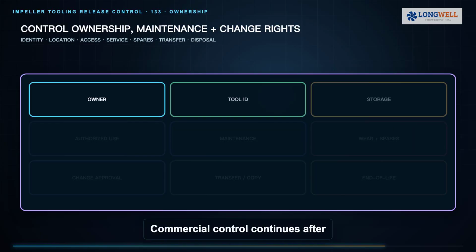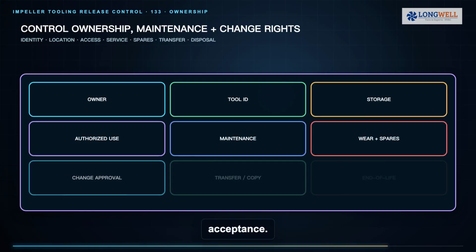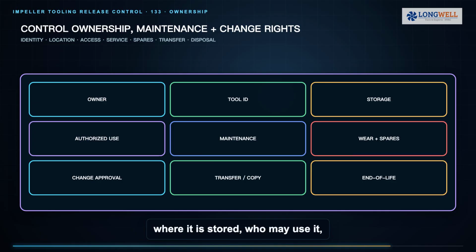Commercial control continues after acceptance. Record who owns the tool, where it is stored, who may use it, how it is identified, maintained and inspected, where parts or inserts are stocked, how production and repair history are logged, and what happens when the design changes or the program ends. Define approval for modifications, transfer, duplication and disposal. A low initial tool price can become expensive when ownership, maintenance or change rights are unclear.